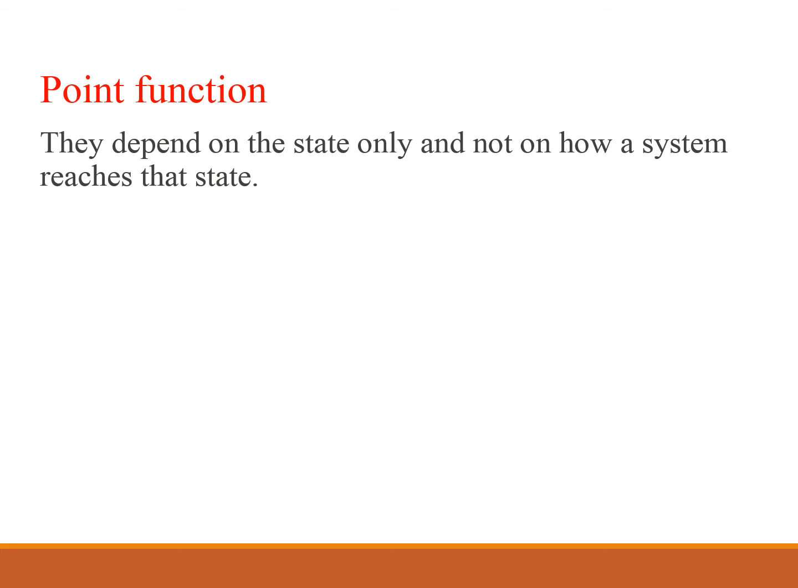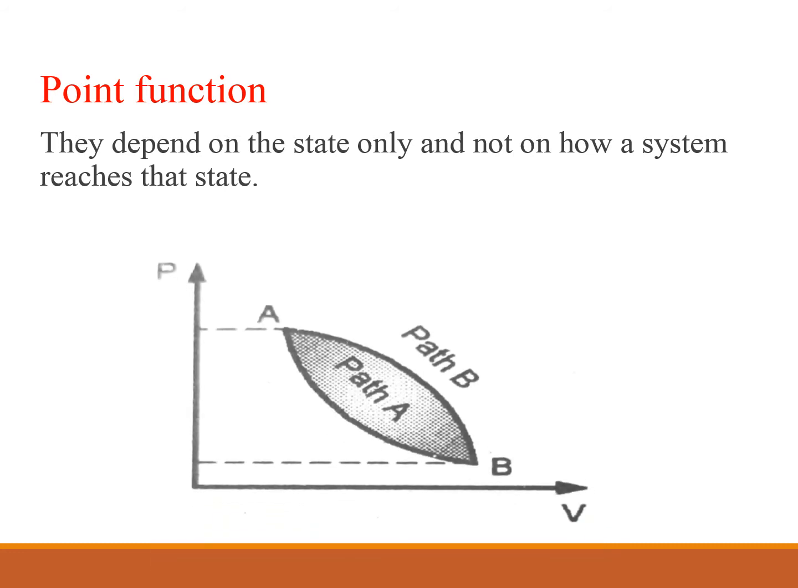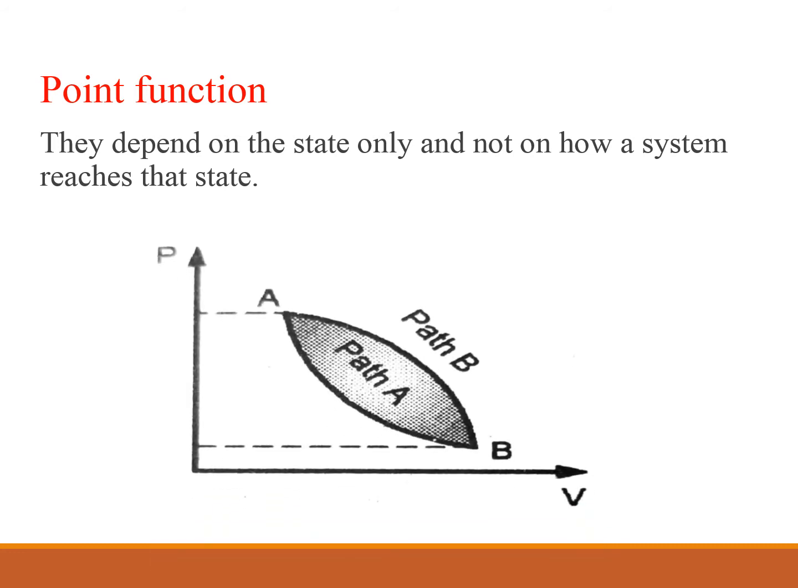Point function. They depend on the state only and not on how a system reached that state. I will explain this based on the diagram. In the figure, the system undergoes a change from point A to B. These changes can take place via path A or path B. Hence, a property does not depend on the path, so it is a point function.